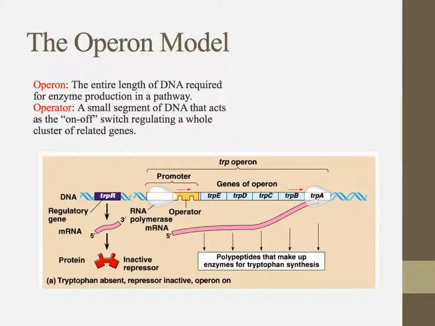So an operon is the entire length of DNA required for enzyme production in a pathway, and an operator is a small segment of DNA that acts as the on-off switch, regulating a whole cluster of related genes. So we have the operator here that's controlling all these genes, and this whole thing from here to here is the TRP operon per se.